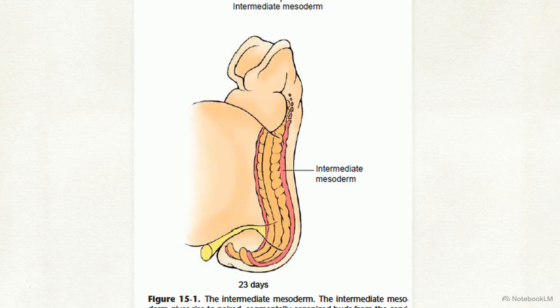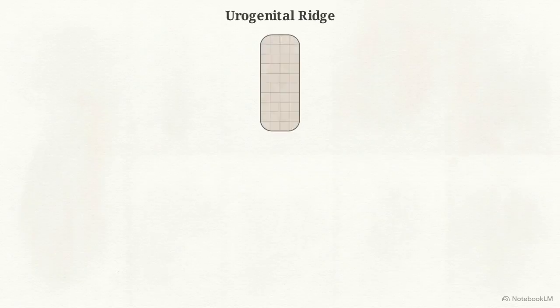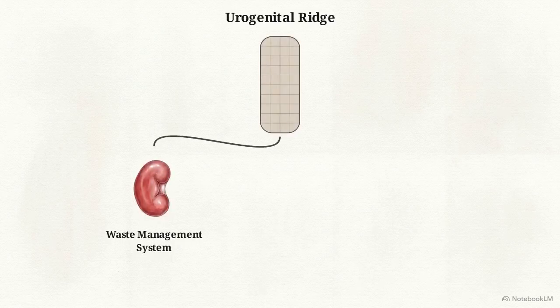This 23-day longitudinal view shows the intermediate mesoderm differentiating into the urogenital ridge, composed of segmentally organized buds along the posterior abdominal wall. This single ridge of tissue holds the blueprint for both the ultimate waste management system and the entirety of the reproductive tracts.